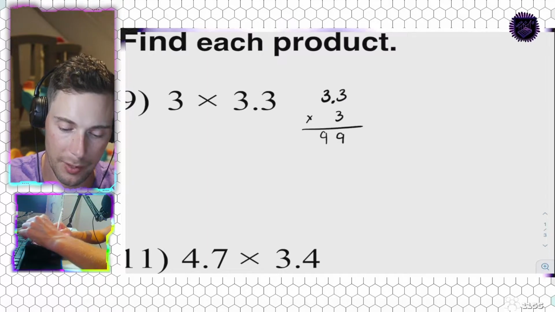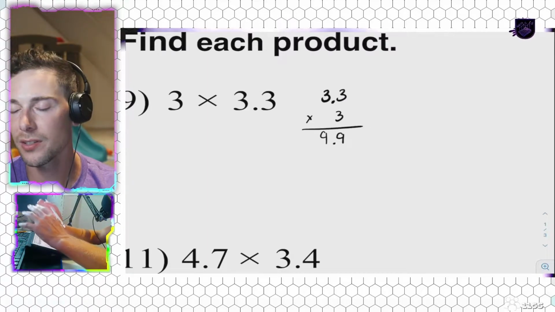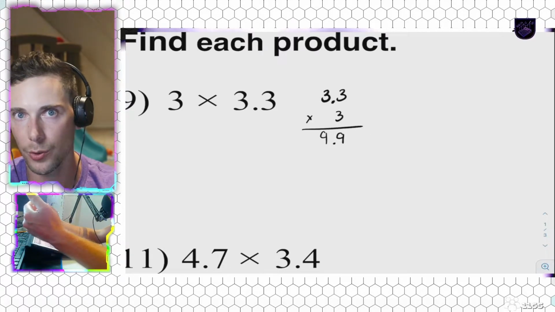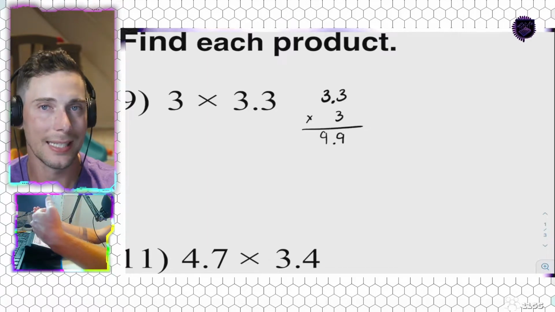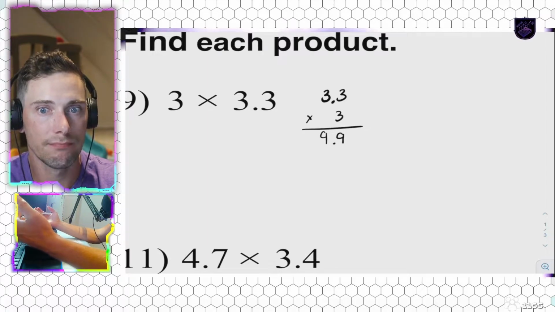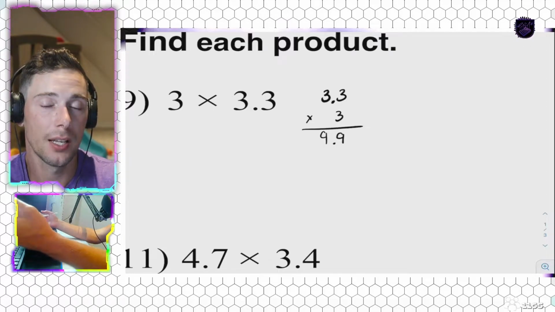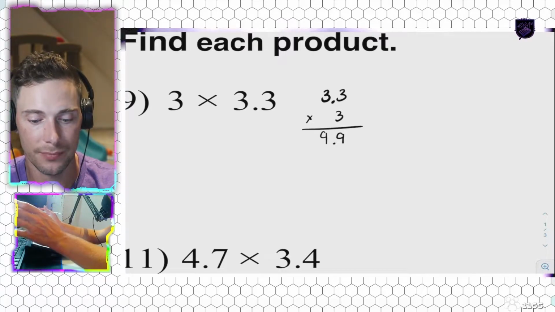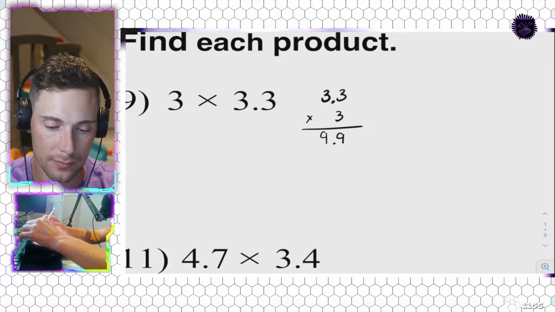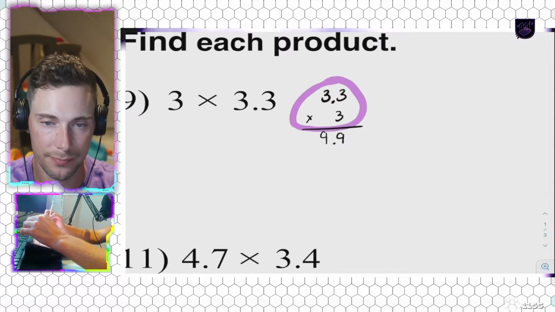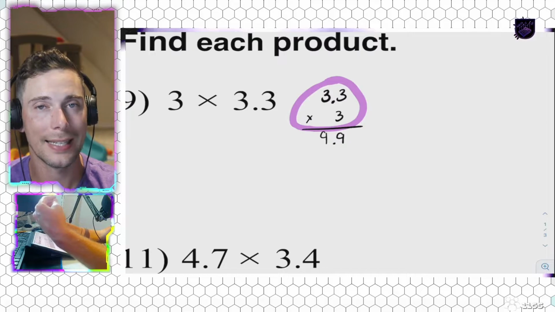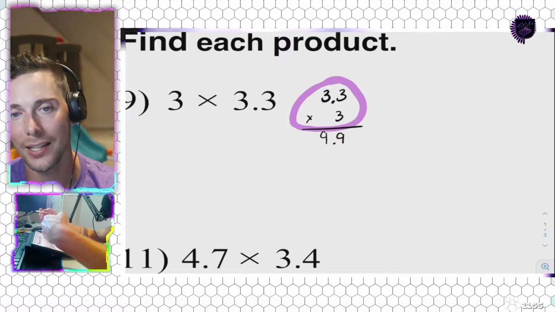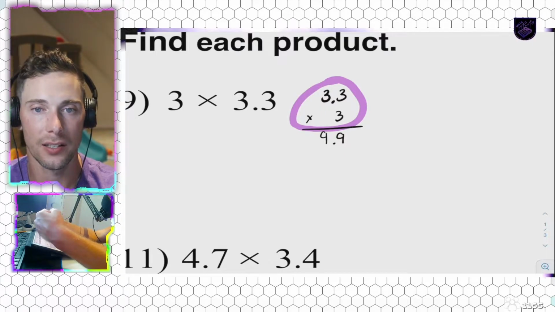Whoops. It's 9.9. So what we're going to do, this is the trick. When we're doing our decimal multiplication, we're not going to treat it any differently than our regular multiplication. We're just going to do the multiplication. But at the end of all of our multiplication, we're going to look at our whole equation here, and we're going to count how many numbers fall behind the decimal point.